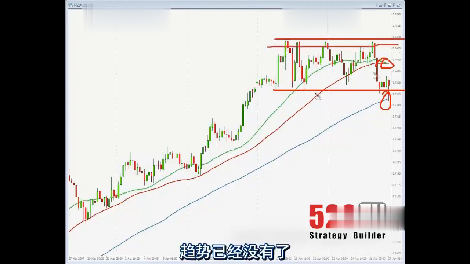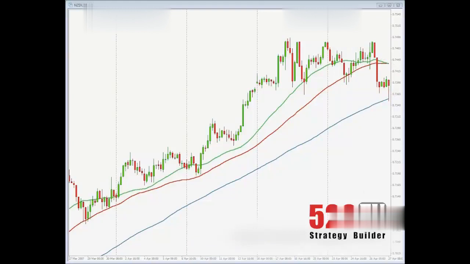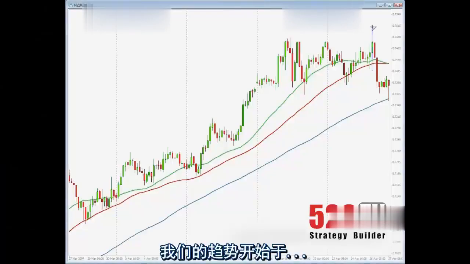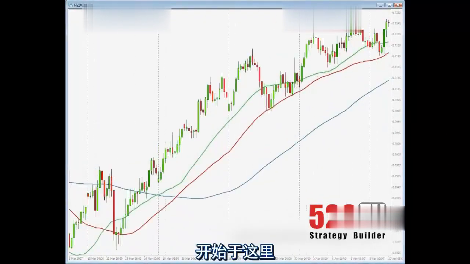In fact, we are now ranging. We are trending no longer, guys. We had been trending up to this point. Let me clean up the chart a little bit. We had been trending from up there, all the way from here.